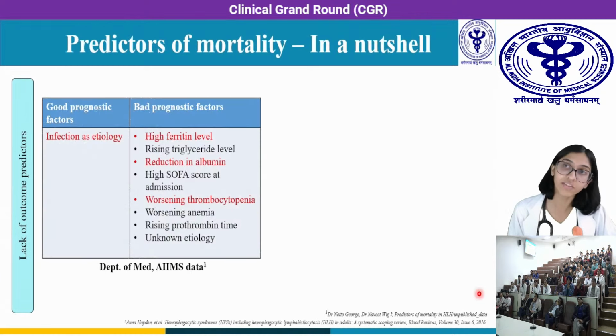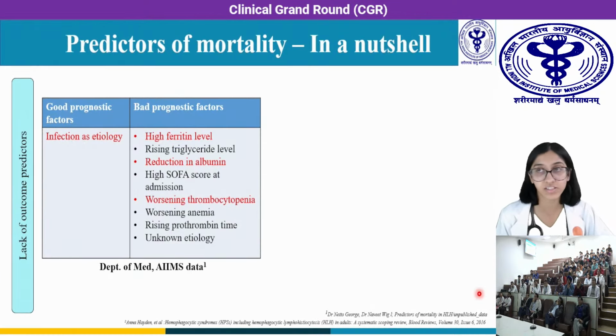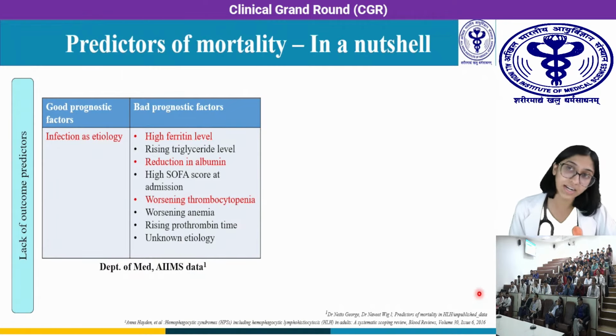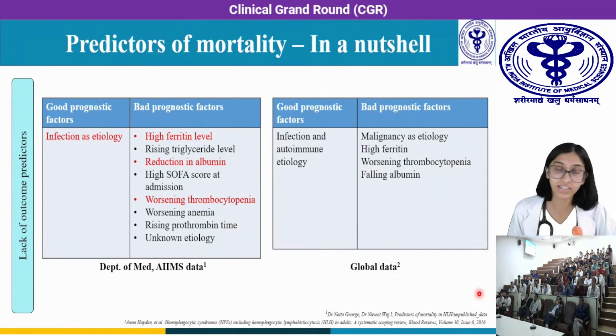So, in a nutshell, we have good prognostic factors like infections as etiology, and bad prognostic factors, which were highlighted before, are the various hematological and biochemical parameters, along with unknown etiology. The ones which are highlighted in red have been reflected in the global data.